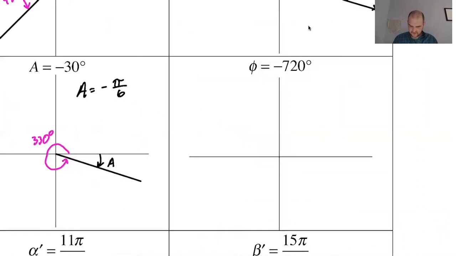So negative 720. Negative 720. All right, so 720 is a multiple of 360, which means this is just like full rotation. So if I start at 0, and then I go one full lap, and then go another full lap, I'll be at negative 720. So it's actually this.